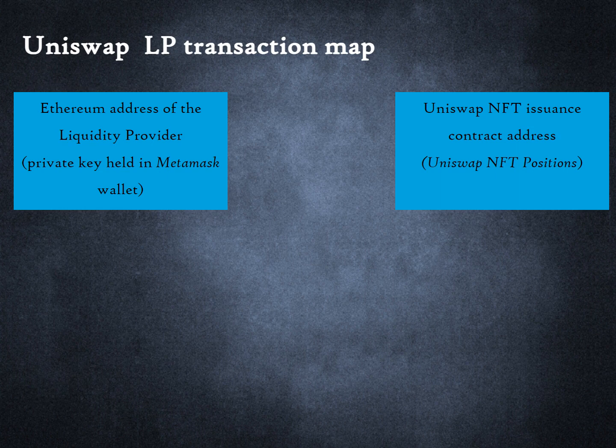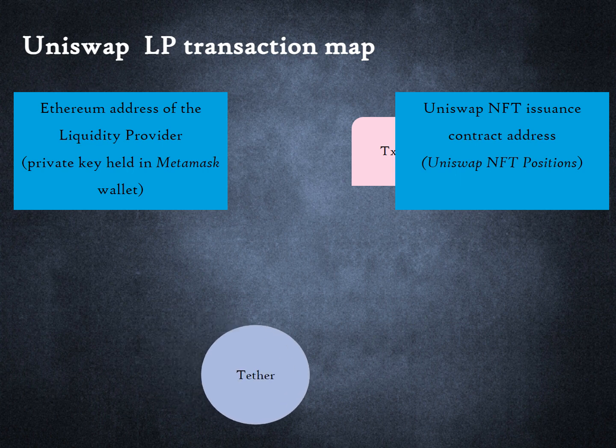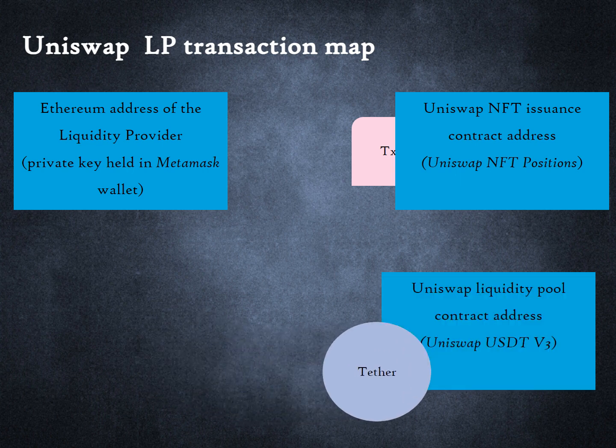A transaction was sent from my Ethereum address to Uniswap NFT Positions address. On the Tether side, it is very simple. Ownership of Tether tokens were transferred from my Ethereum address to the Uniswap v3 liquidity pool address. The Ether side is a bit more complex. Next, we will graphically visualize the Ether side.